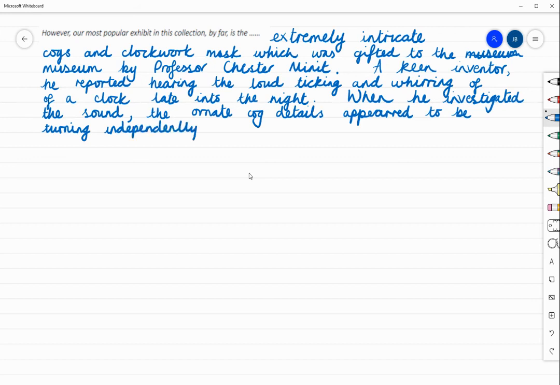Sometimes these words, they come as we write. So it's important to say what you're writing. Always talk the writing first. When he investigated the sound, the ornate cog details appeared to be turning independently. And all the other clocks had stopped.